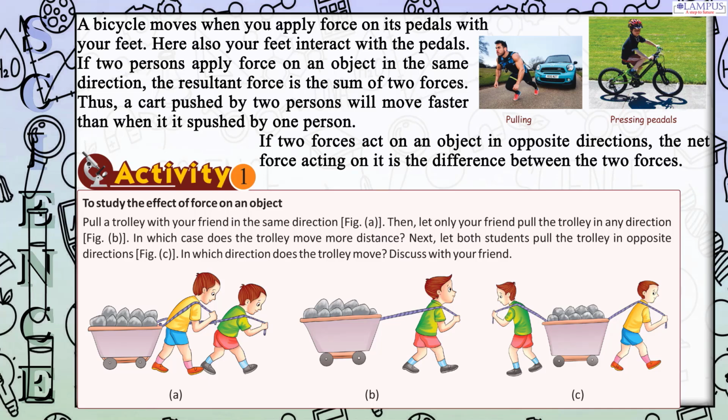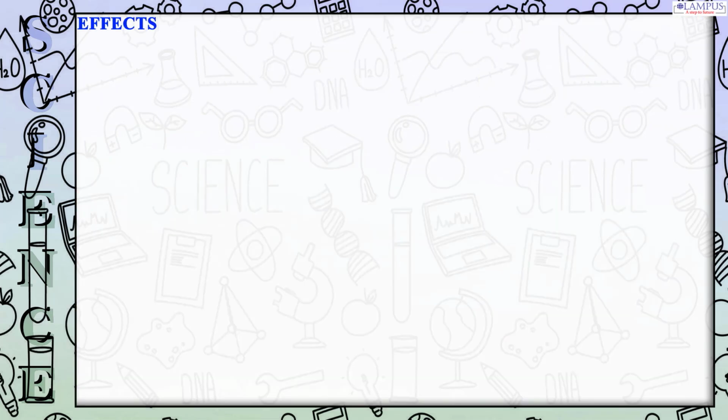Activity 1. To study the effect of force on an object, pull a trolley with your friend in the same direction, Fig. A. Then, let only your friend pull the trolley in any direction, Fig. B. In which case does the trolley move more distance? Next, let both students pull the trolley in opposite directions, Fig. C. In which direction does the trolley move? Discuss with your friend.